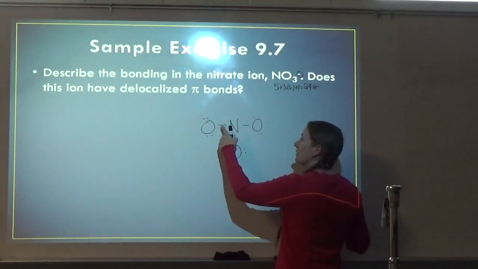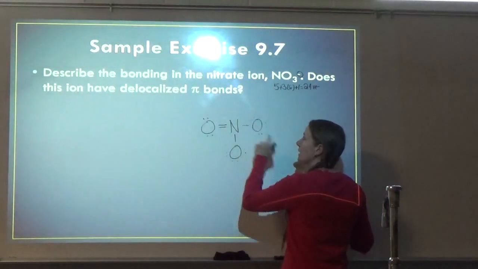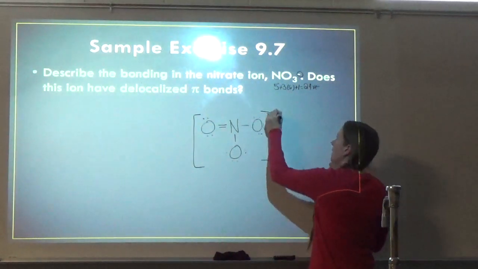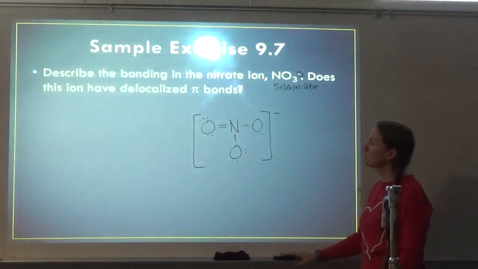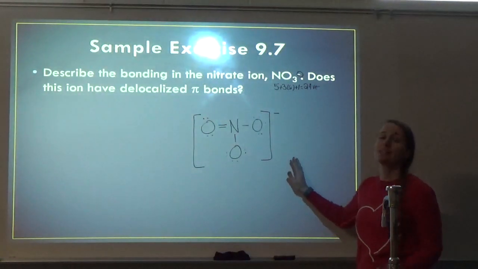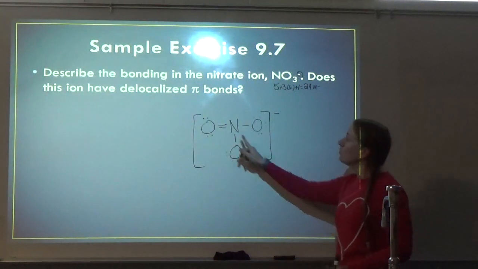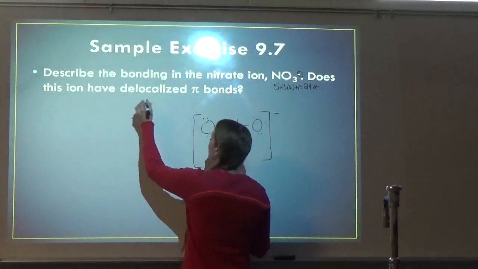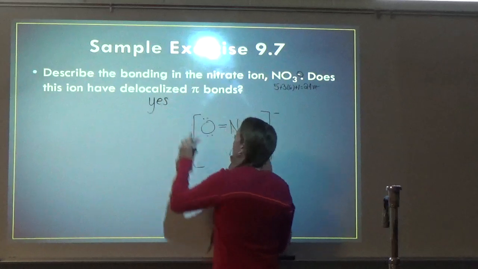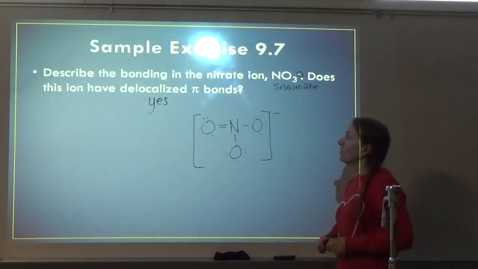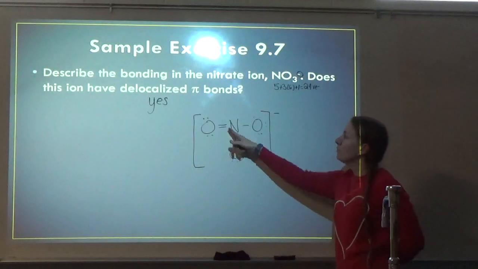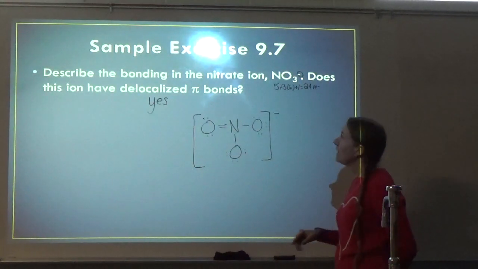So I could put my double bond here, here, or here, which means I do have resonance, and I'm just going to go ahead and put the negative in the brackets just to make sure it's correct. So I do have resonance. I'm not going to draw all three of them. But once I realize I have resonance, that's when I realize I do have delocalized pi bonding, because we have those electrons that are able to move between the electron domains. All right?